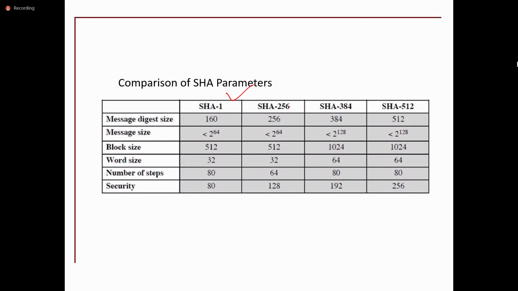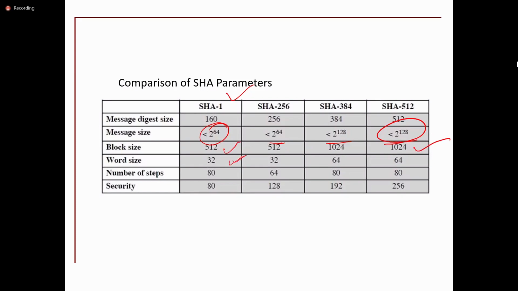The comparison is of the parameters, the input and the output it is going to produce. SHA-1 is going to produce a 160-bit code, whereas the remaining are going to produce 256, 384 and 512 accordingly. The message size depends on the algorithm again. In SHA-1 it is less than 2^64, here also less than 2^64, whereas in SHA-512 it is less than 2^128 bits. Block size is 512, and here 1024 bits.